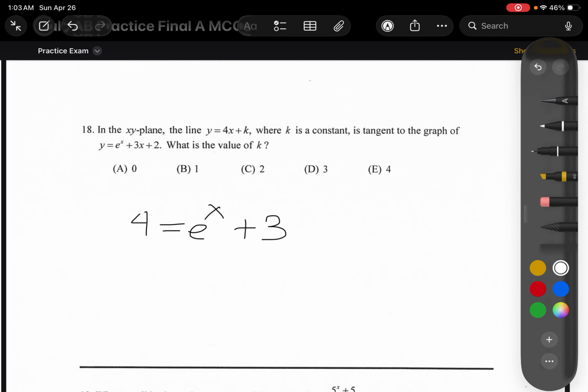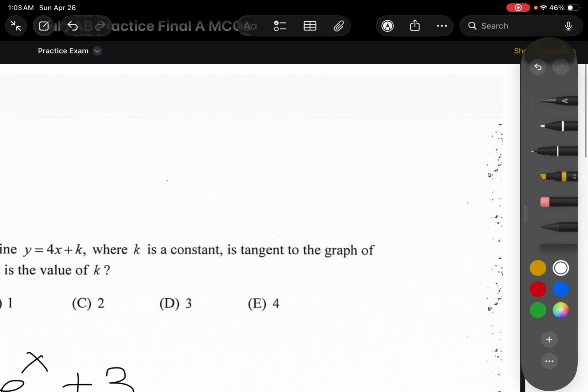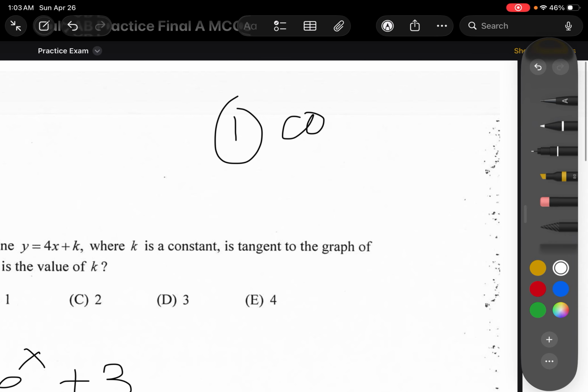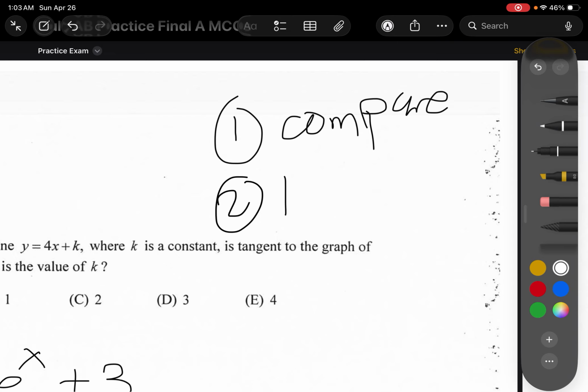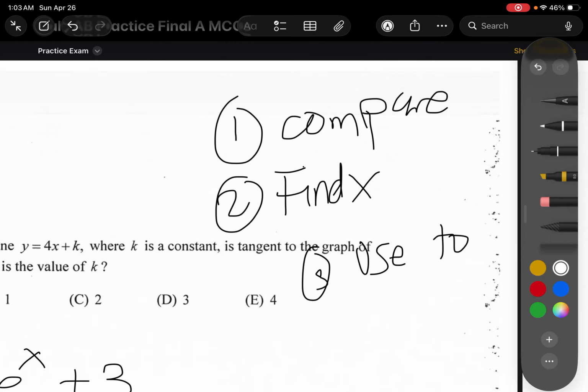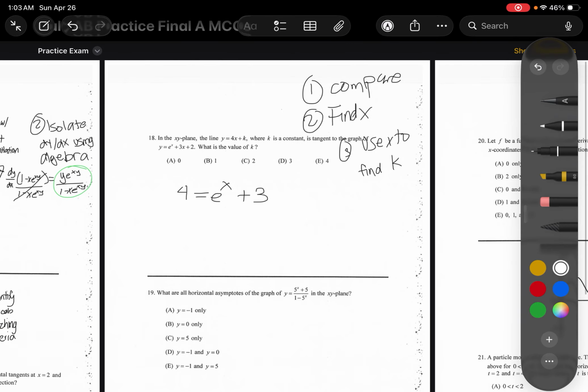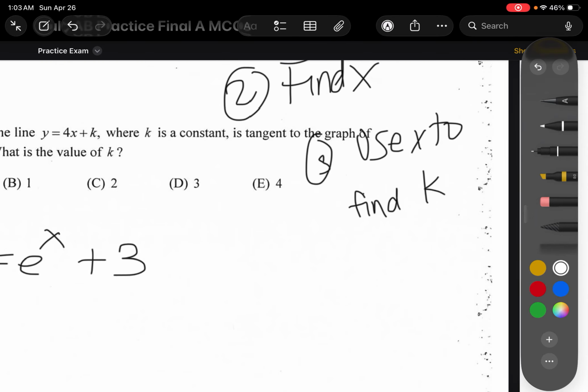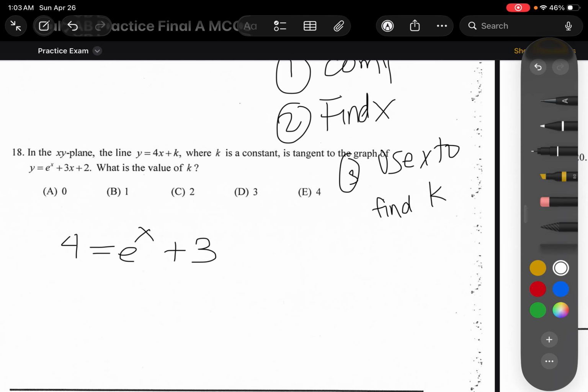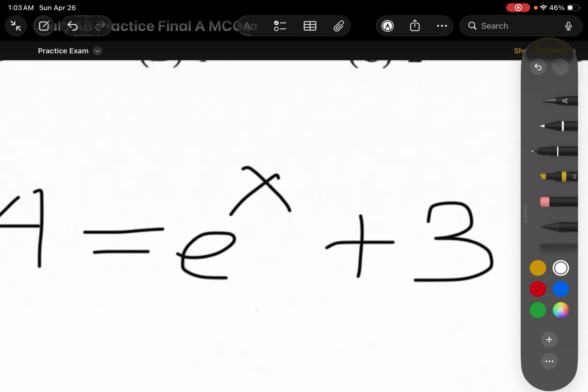And now we're going to do algebra. So first, compare. Find x. Use x to find k. Alright. Now we're going to isolate x. Follow my algebra.